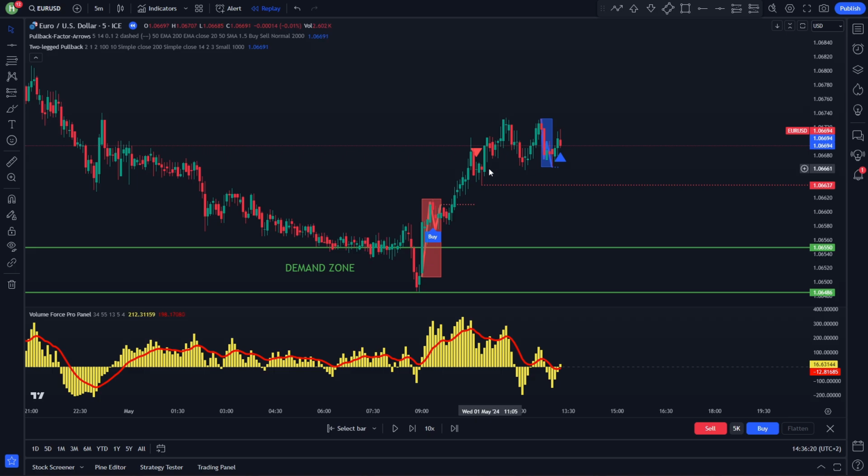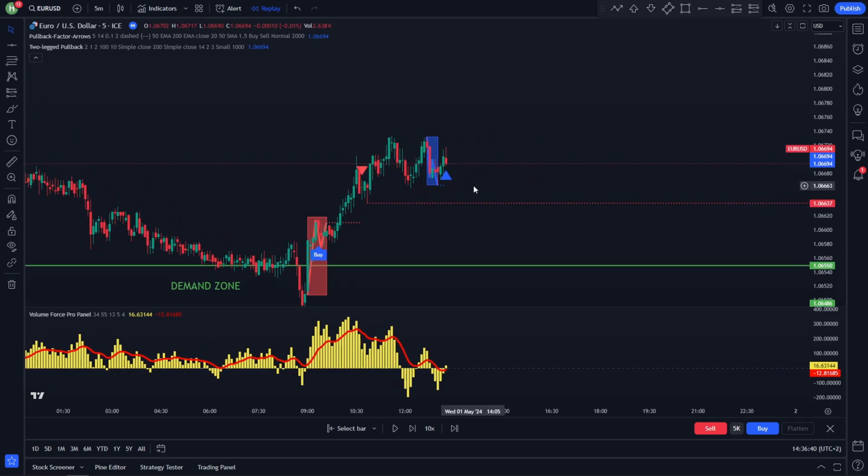This is why it's important that we follow the exact rules set out in the strategy. That said, from the chart, we can see that we received a buy alert from the pullback factor indicator after price was rejected away from this demand zone. Now, after this, we are waiting for a two-legged pullback confirmation that the new trend is starting.